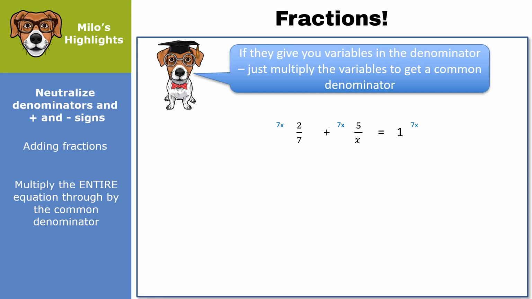And what we do is we look for ways to cancel out. So the 7's cancel on the first one, the x's cancel on the second one, and we've got 1 times 7x, which is going to be 7x. And just like that, we have a super simple equation. We have 2x plus 35 equals 7x. 35 equals 5x. X equals 7.